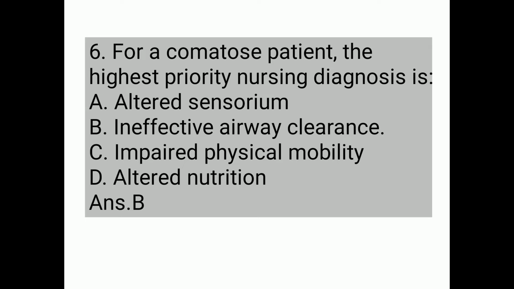Next question. For a comatose patient, the highest priority nursing diagnosis is. Options are altered sensorium, ineffective airway clearance, impaired physical mobility, altered nutrition. Correct answer is ineffective airway clearance.